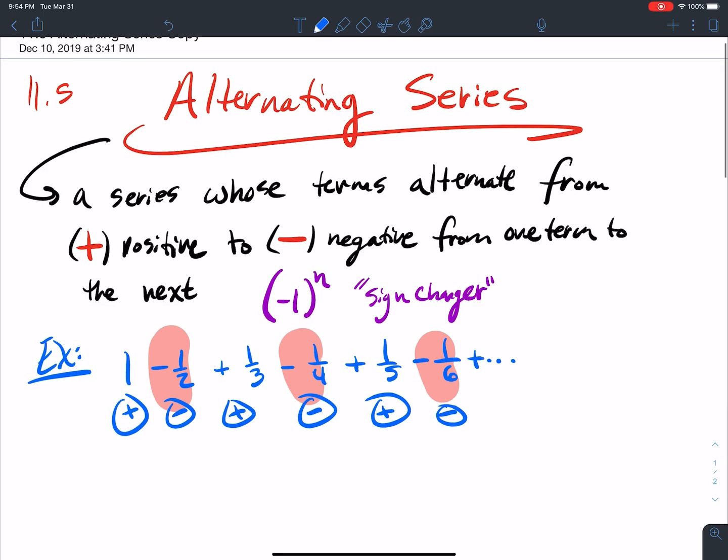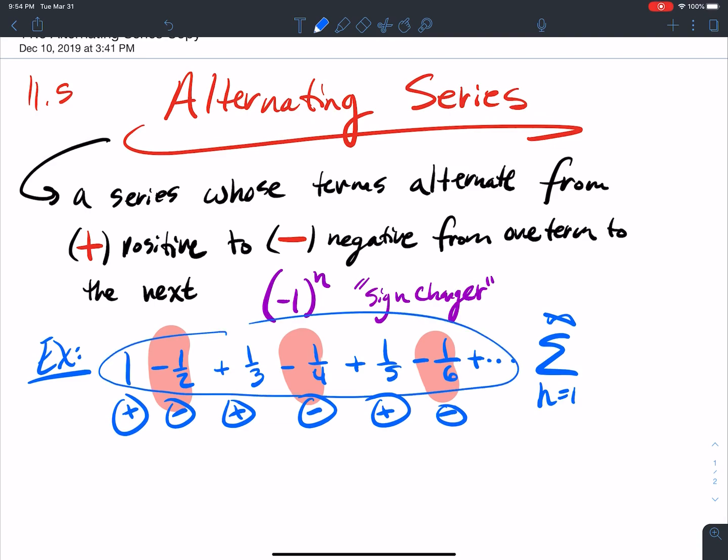So could we write this in a series? Yeah, I think we could. n equals 1 to infinity. Well, what does this look like? If I made all these positive, that would look like the harmonic series, right? But I've got a sign changer, so I've got a -1 to the n, and if I plug a 1 in, that first term, n equal 1, gives me 1 over 1 times -1 to the 1, which is -1.